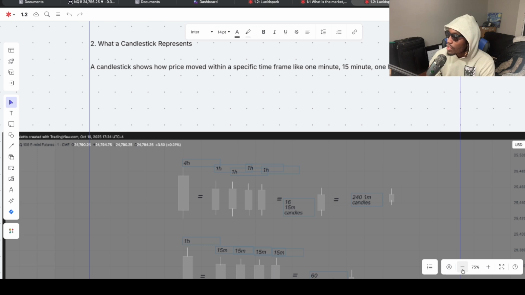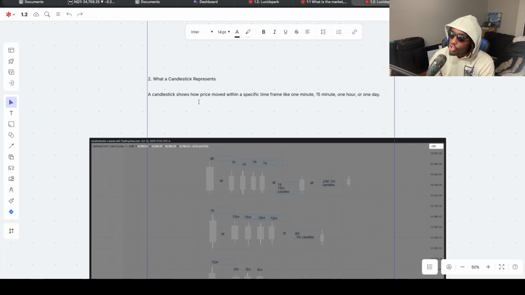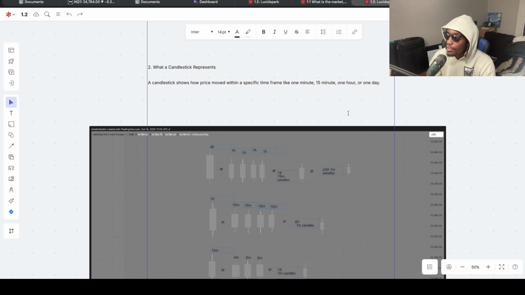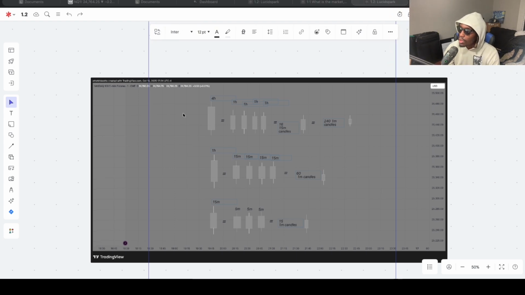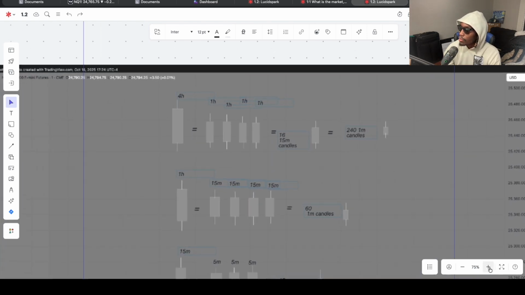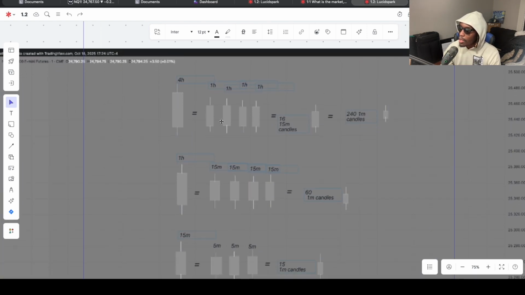What does a candlestick represent? A candlestick just shows how price moved within a specific time frame. So we got 1 minute time frame, we got 5 minute time frame, we got hourly time frame, we got daily time frame. So right here is just a picture of the different time frames that you have. The first one, we have a 4-hour candle, right? But what does that mean? This is 4 hours of price action represented in one singular candle.